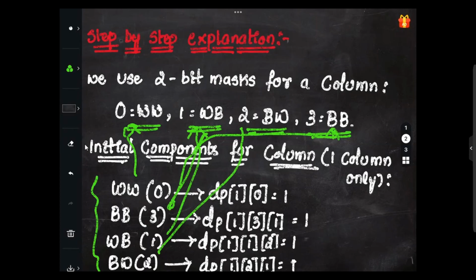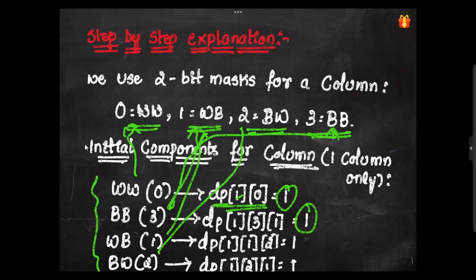Now, WW of 0, we are considering only the vertical cells, right? So vertical cells are the same. There is only one component. So DP of 1 0 will be 1 in this case. So BB of 3, what we will be considering? Here also it will be one component only. So DP of 1 3 will be 1 again, right? For WB of 1, top is not equal to bottom, so we have to consider two components here. DP of 1 1 is also equivalent to 1. And finally BW of 2, we have to consider two components, DP of 1 2, which is equivalent to 1 again. So I hope this part is clear, right?